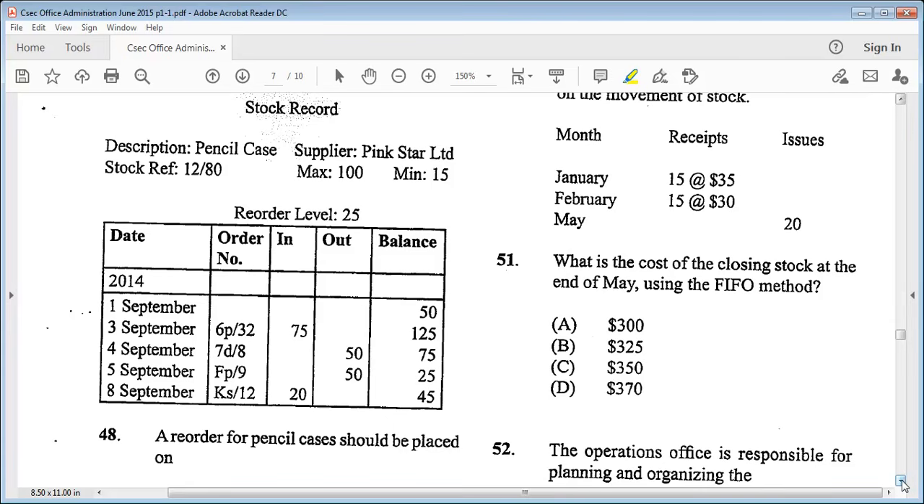So on the 1st of September 2014, there was a balance of 50 pencil cases. On the 3rd of September, 75, and we see the order number came in. So there is a total now of 125. On the 4th of September, 50 pencil cases went out. So there was 75 left in balance. On the 5th of September now, there was another 50 that went out. That reduced it to 25 pencil cases left in stock. 8th of September, 20 came in. So the balance that they now had was 45 in total in stock.